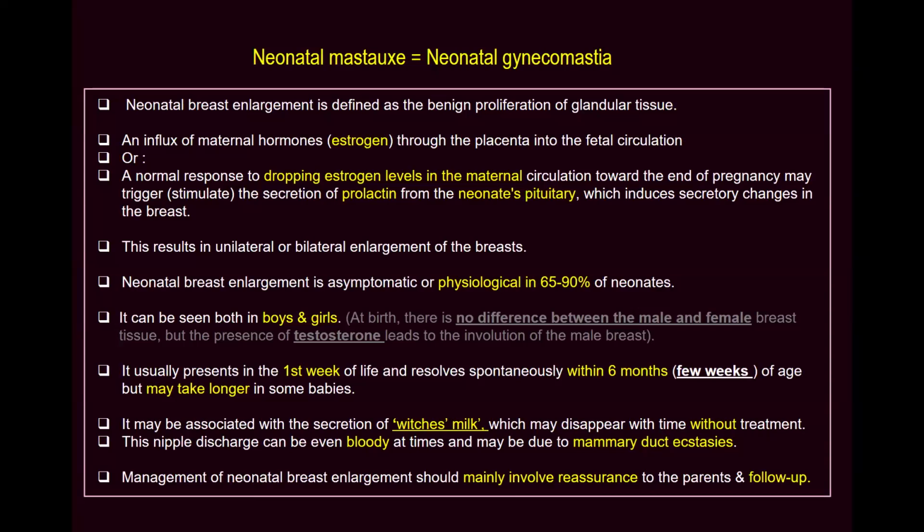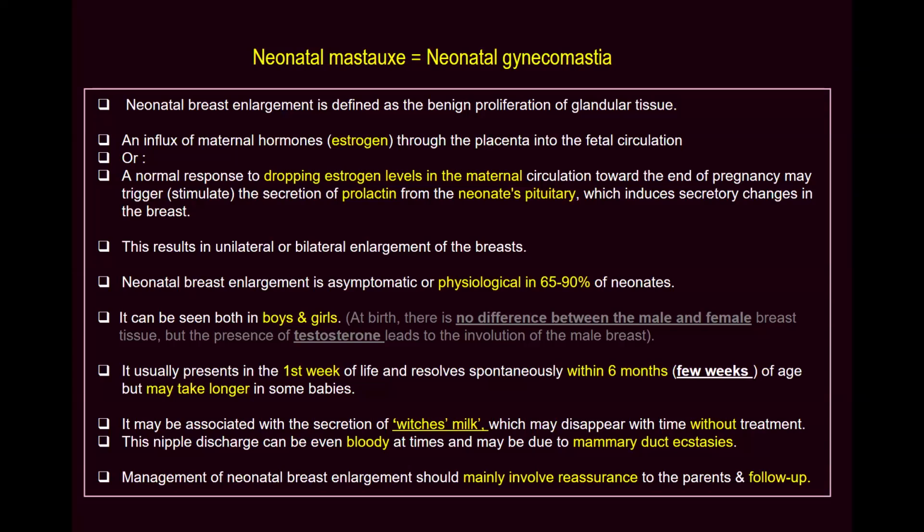The neonatal gynecomastia is the same as the premature thelarche, but of a different age. The neonatal gynecomastia is benign proliferation of glandular tissue in the breast of an infant due to influx of maternal hormones, the estrogen, through the placenta while delivery, or due to neonatal prolactin elevation secondary to dropping estrogen level in maternal circulation, okay? It will result in the same process as we mentioned, proliferation of the breast tissue, giving Tanner 2 or Tanner 3 or whatever, resulting in unilateral or bilateral breast enlargement, okay?